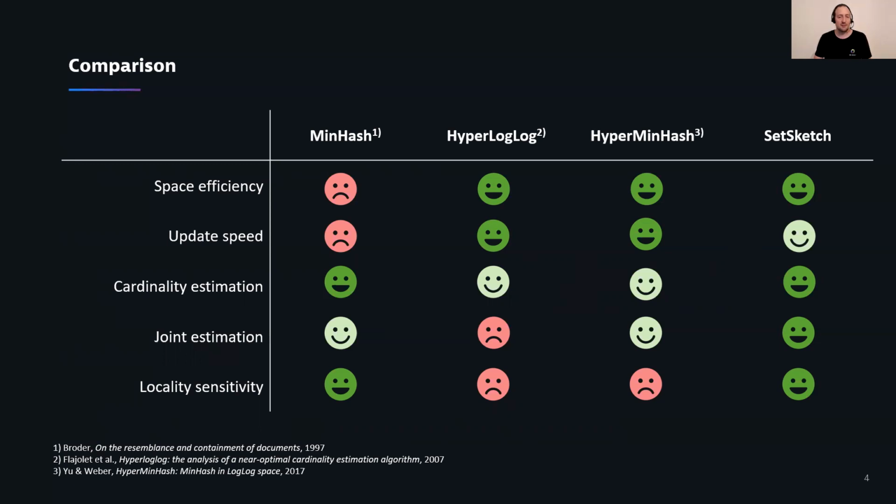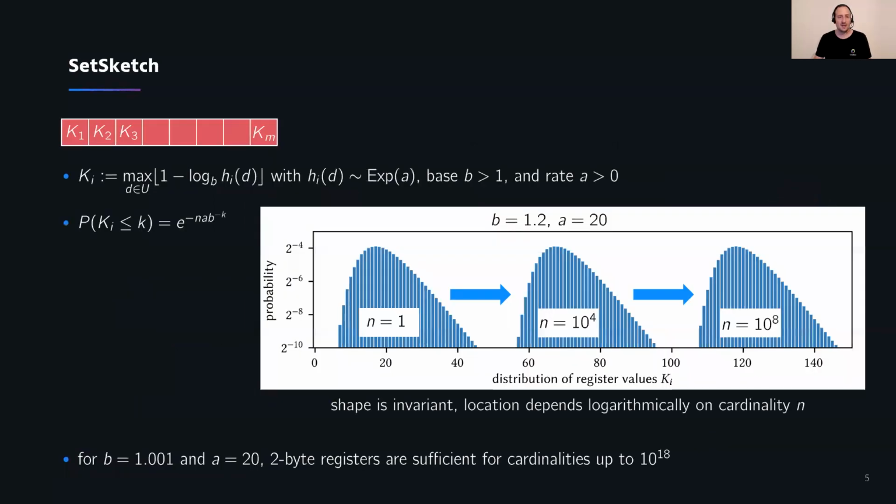HyperMinHash is a recent development. It increases the register size of HyperLogLog to add more joint information. Its joint estimator is based on empirical observations and requires again special handling for small cardinalities. SetSketch, our new data structure, has a slower update speed for small cardinalities. However, in return, it comes with simple and robust estimation algorithms which work for all cardinalities equally well, and it can also be used for locality sensitive hashing.